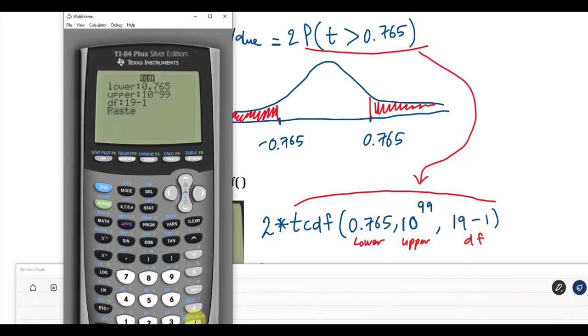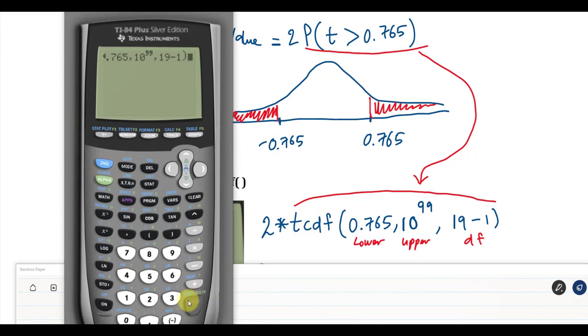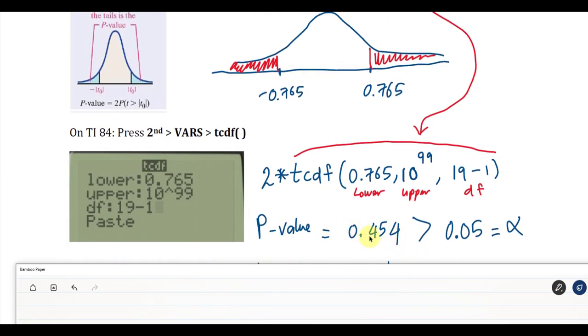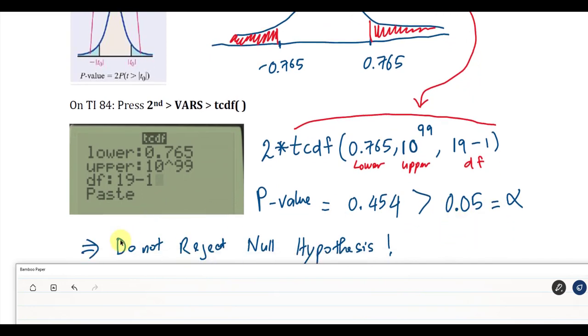So let's place everything into the tcdf function. This is just the area of one tail on the right only. So we need to multiply by 2 because you want the double of that. 0.454 is the answer that you should get. And of course, this value is bigger than the alpha, or the level of significance. And because this is bigger than alpha, we do not reject the null hypothesis.